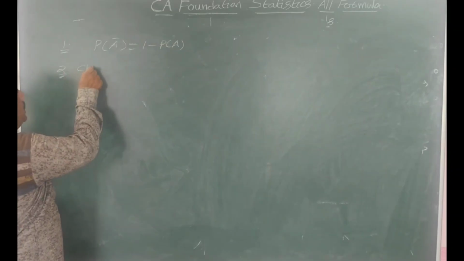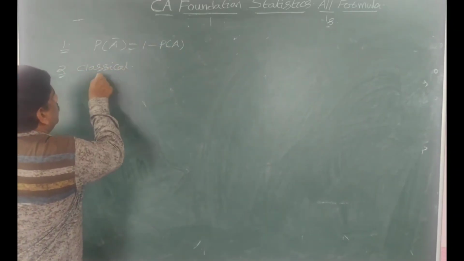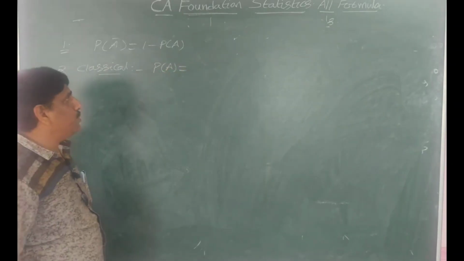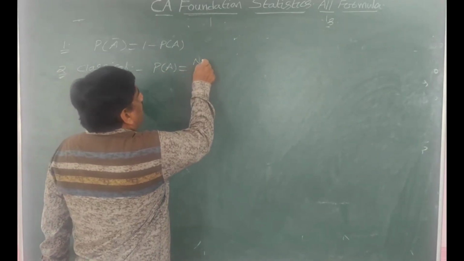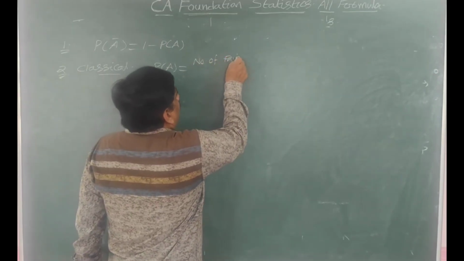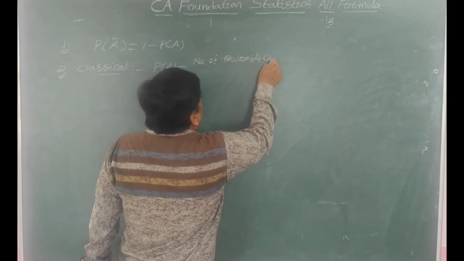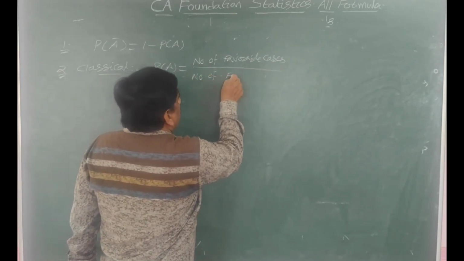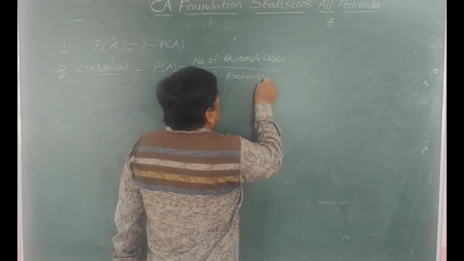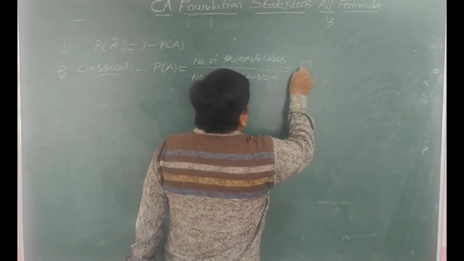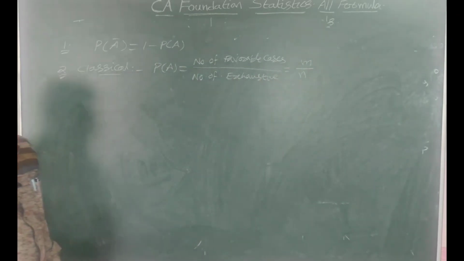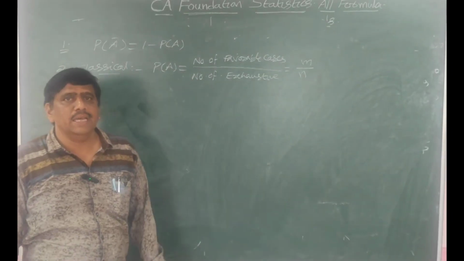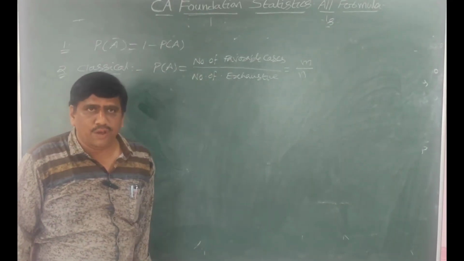Next, classical definition of probability. If A is any event, probability of that event can be computed by using the formula number of favorable cases divided by number of exhaustive cases. Favorable cases can be denoted by M, and total cases can be denoted by N. So probability of A can be computed by using M by N, favorable cases by exhaustive cases. This is the classical definition of probability.